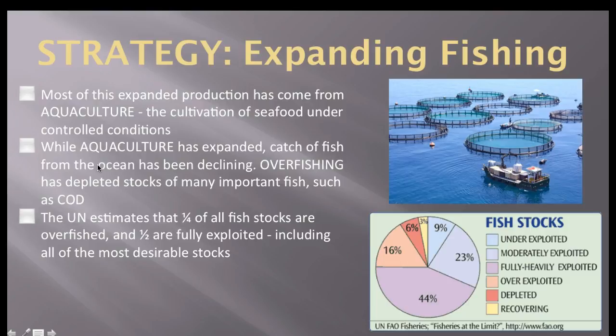Part of the reason for this is that overfishing has depleted a lot of types of fish in certain areas. One big one is cod. That's the primary fish many people eat on Friday fish fries, if you will. It has become pretty popular throughout the United States. Thus, there's a lot of overfishing of cod in the United States. The world has been overfished. The UN even estimates that 1/4 of all fish stocks are already overfished and half are fully exploited, including most of the most desirable stocks here.